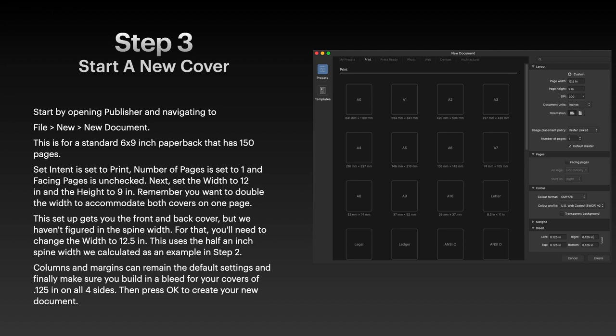Now, as it says here, you can follow the instructions there. Check the appropriate boxes, look at the detail. You've got a page width of 12.5 inches. That's twice the covers plus the half inch for the spine. The height remains at 9 inches. It's a default master. You untick facing pages and the bleed area, make sure you put 0.125 all around. That allows for the printing to go right up to or over the edge of your cover.